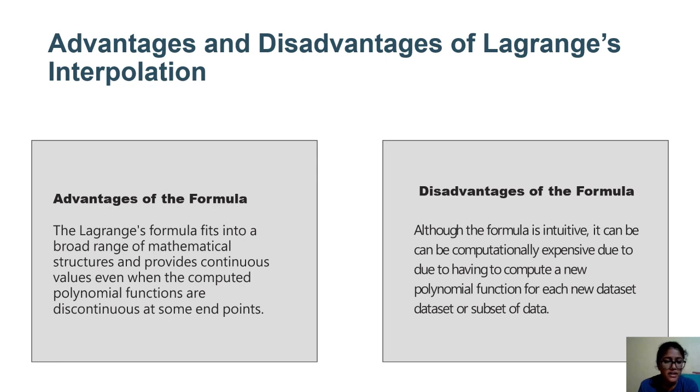Advantages and disadvantages of Lagrange's interpolation. Advantages of the formula. Lagrange's formula fits into a range of mathematical structures and provides continuous values even when computed polynomial functions are discontinuous at some endpoints. Disadvantages of the formula. Although the formula is intuitive, it can be computationally expensive due to having to compute a new polynomial function for each new data set or subset of data.